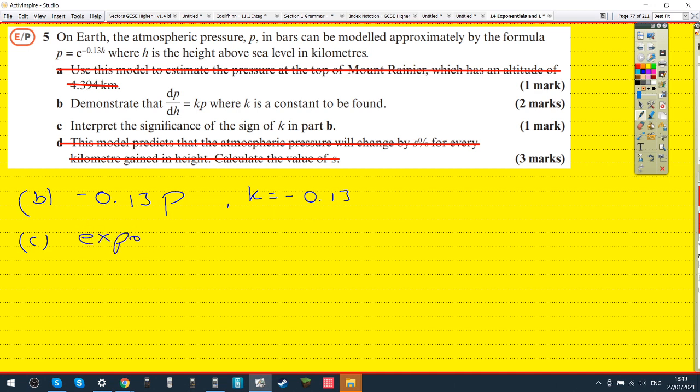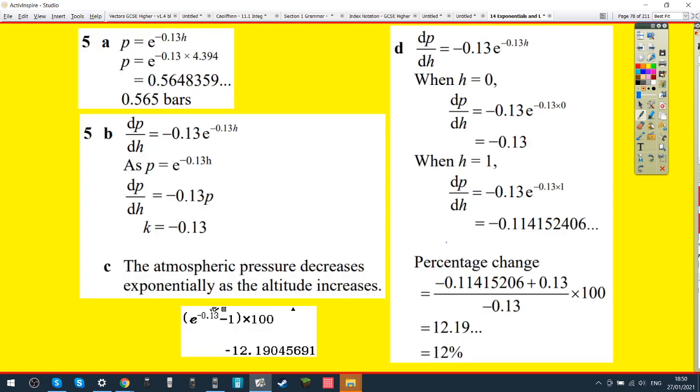C would be exponential decrease, or decay? Yep. So significance means the pattern of it, or the trend? Interpret the significance of the sign. So basically, what does the sign tell you? If the rate of increase is negative, then it's not an increase, it's a decrease. Like if the percentage of money you have in your bank account is negative of what it was last year, then it's going down, basically. The atmospheric pressure decreases exponentially as the, yep, fine. B, minus 0.13.